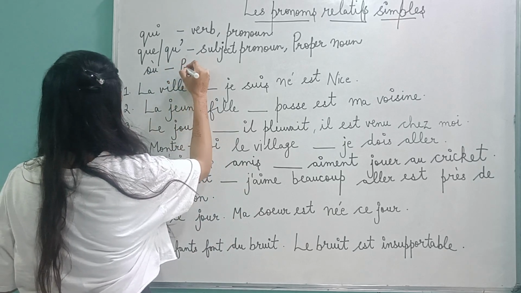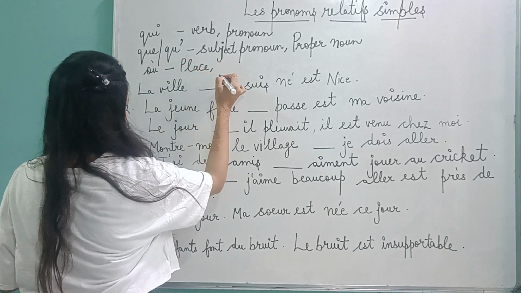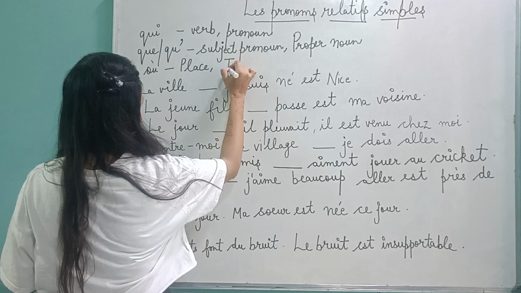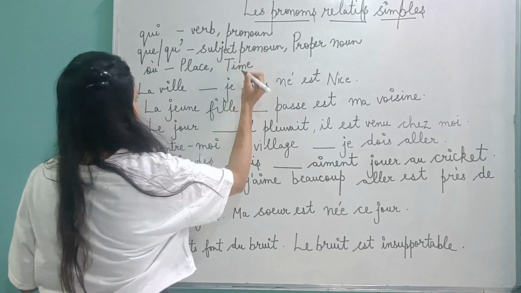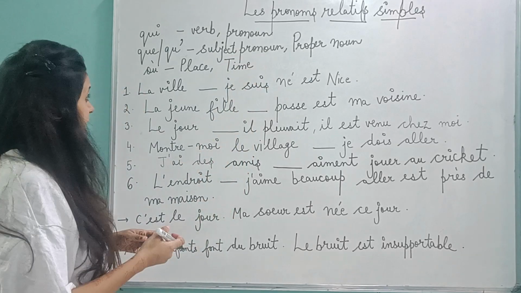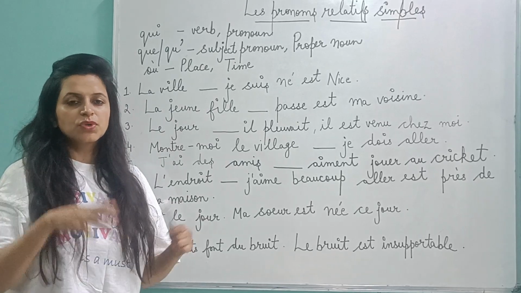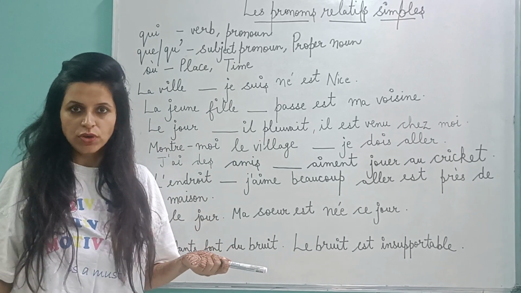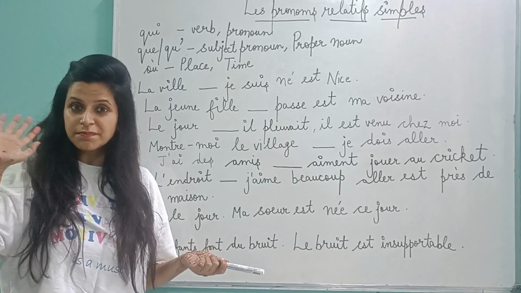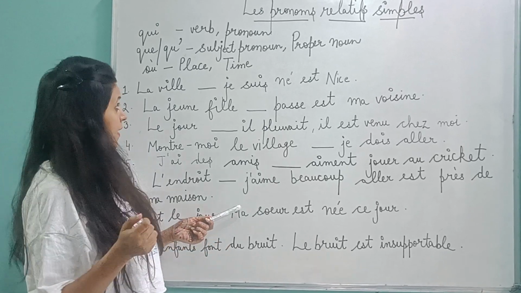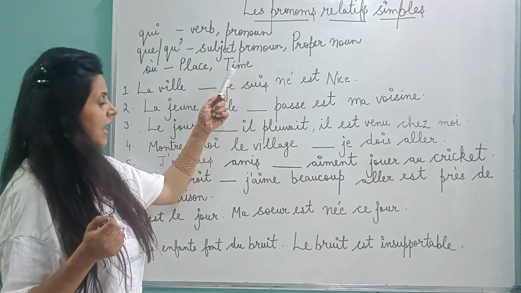Où is used to replace place. It's used for place and time period. Place we all understand, right? Time period, it was on that day when my sister was born. So we were basically talking about some kind of day. Okay? So that comes under timing.